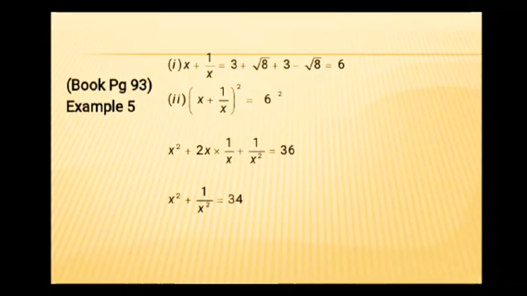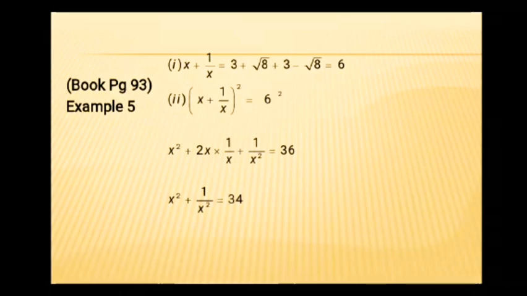Now students, you have to find out also x square plus 1 over x square. So for this, we will use x plus 1 over x is equal to 6. Now you will take square on both sides. This is the first identity. So x square plus 2x into 1 over x plus 1 over x square after expanding it. 6 square will be equal to 36.